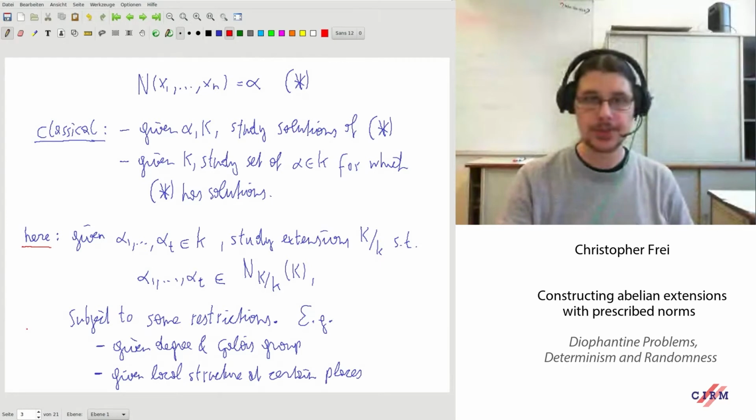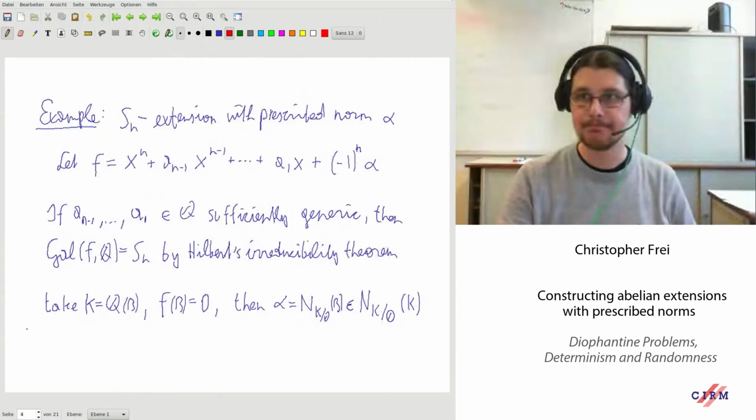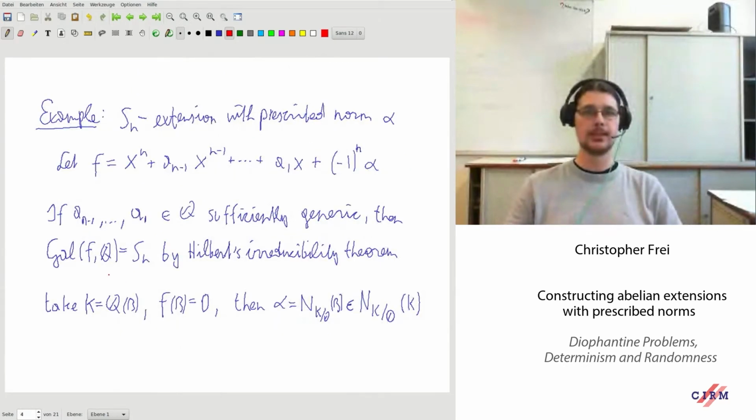Let me show you a very simple example of this. I want to find an Sn extension of Q with prescribed norm alpha. So a number field of degree n, whose Galois group of a normal closure is the full Sn, and alpha should be a norm from this field.